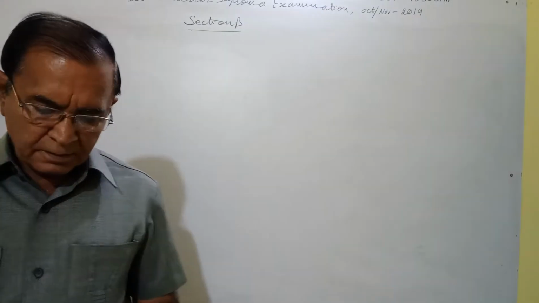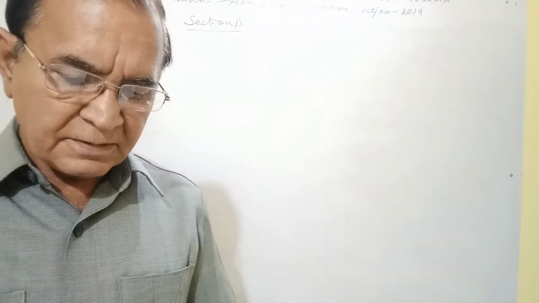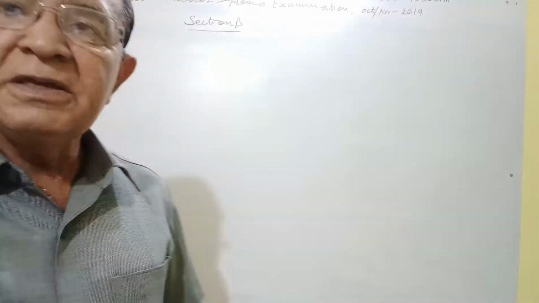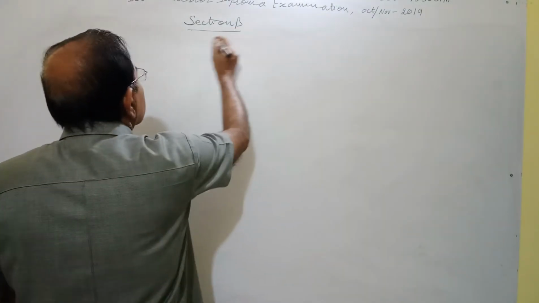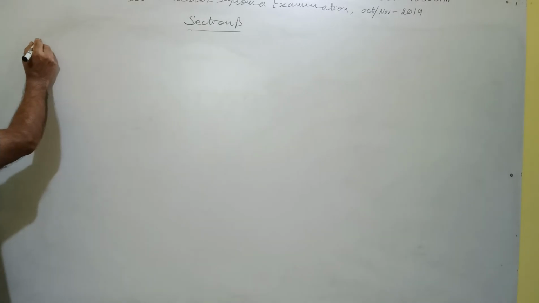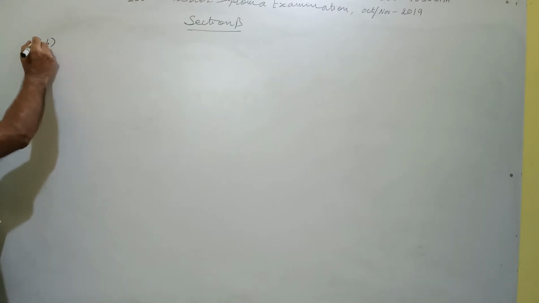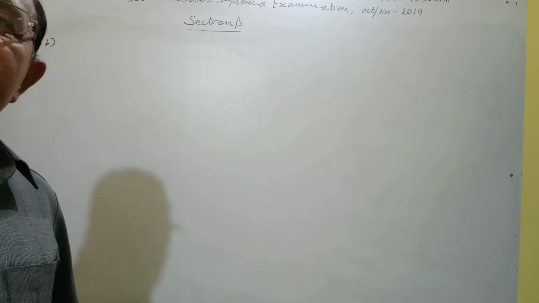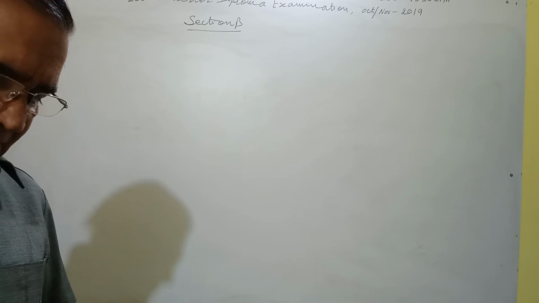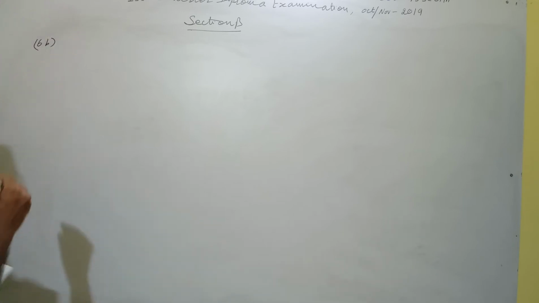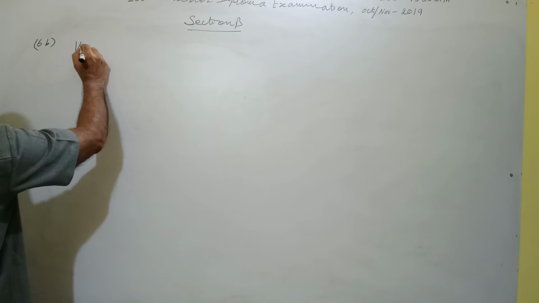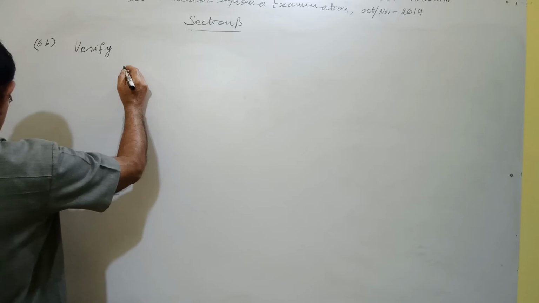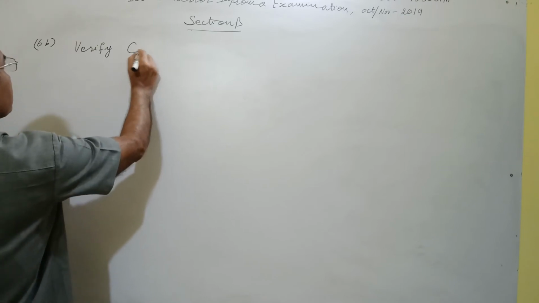Today I am going to teach the next section, Section B, the 6th sum B part. We have done up to 6th A already, so I am going to start 6th B. It's to verify Cayley-Hamilton theorem.